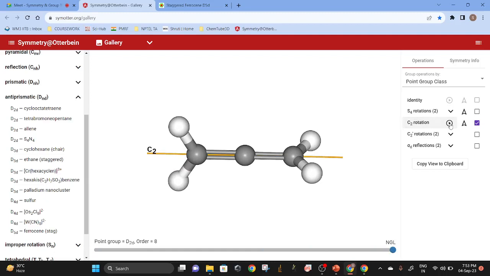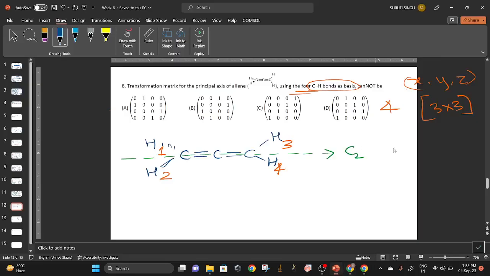Upper side changes, and the upper side came to the lower side, right? So if this was H1, it came down to H2 instead. So what we are saying is H1 became H2. And if this was H3, then H3 became H4.